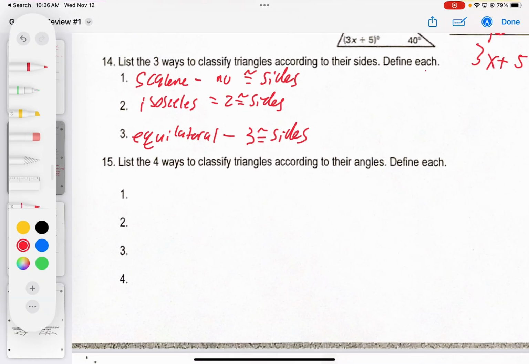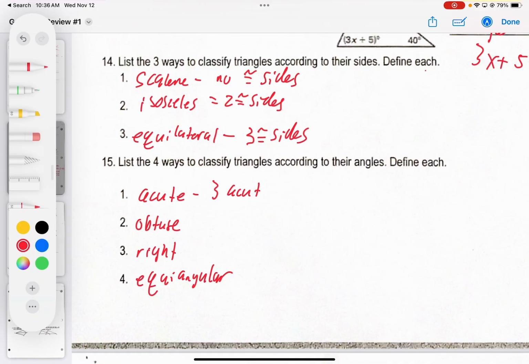What about angles? 3 ways or 4 ways to classify a triangle based on angle measures. Acute, right, and then equiangular. Does spelling count? It hasn't so far this year. That's a tough one, I know. What's it mean if a triangle is acute? Less than 90. 3 acute angles, which would mean all the angles are less than 90.